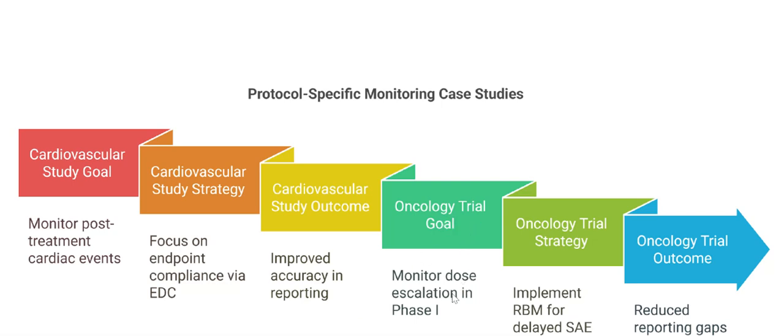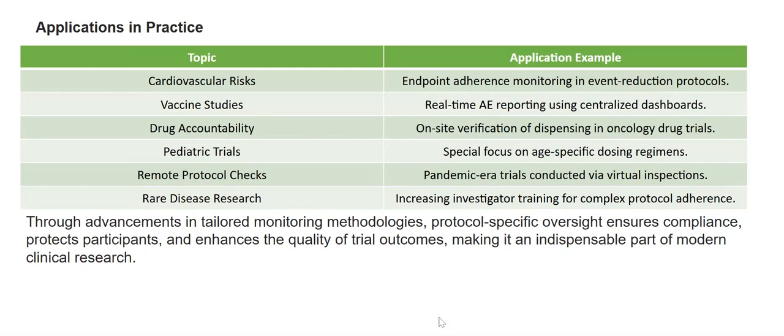Oncology trial goal is to monitor dose escalation phase one. Oncology trial strategy is to implement risk-based monitoring, RBM, for delayed serious adverse event, SAE, sites. Oncology trial outcome is to reduce reporting gaps. Here are the applications in the practice. We have the topic and the application example. So cardiovascular risks, the application example, endpoint adherence monitoring and event reduction protocols.